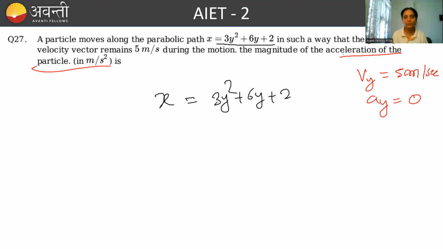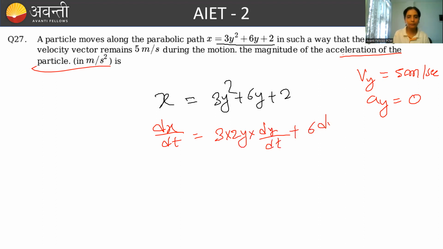So ay is 0. We need to calculate ax. So let's differentiate this equation. dx by dt will be equal to 3 into 2y into dy by dt plus 6 dy by dt plus 0, right? dx by dt is what? This is your vx, equal to 6y into dy by dt plus 6 dy by dt. dy by dt is vy, that is 5, so it is 6y into 5 plus 6 into 5.